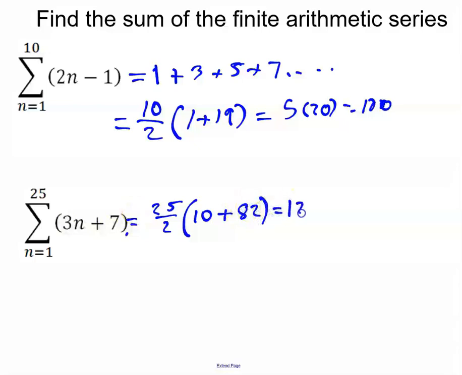All right, and we have 12.5 times 92. And we can get our calculators. And we get 1,150. And that is it for arithmetic sequences.